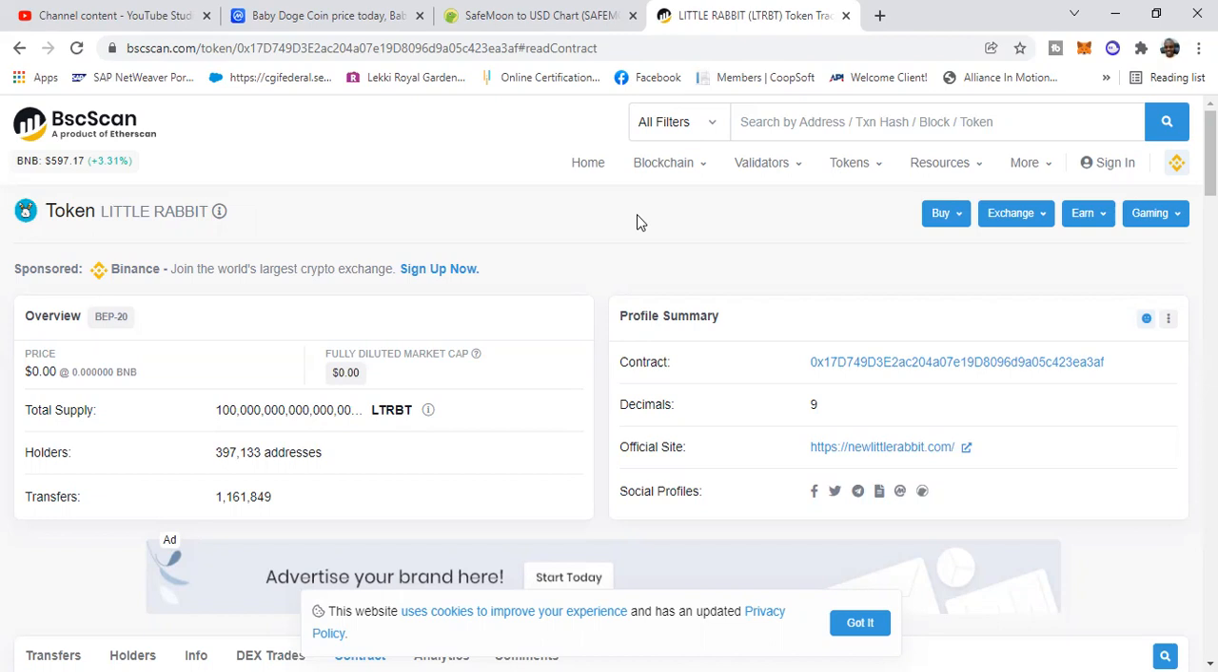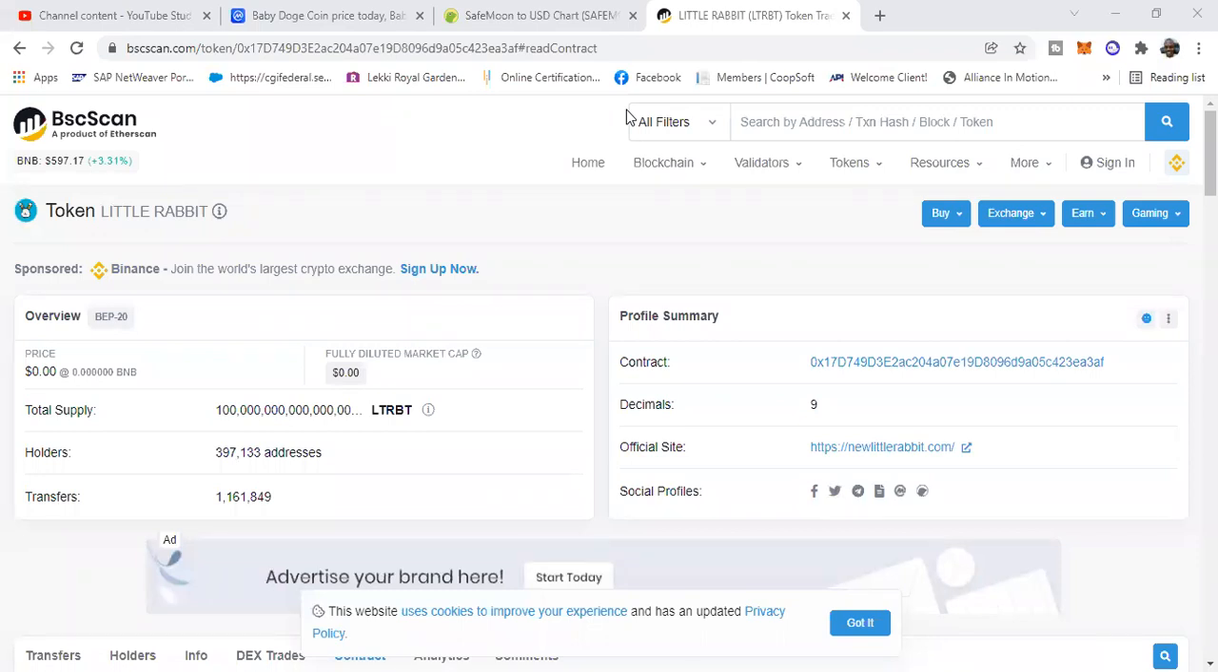But Binance doesn't have what is called reflection. Because Binance doesn't have reflection, if I have 100 of any coin on Binance, it remains 100. It's only the price that will be changing, but my quantity will not change.